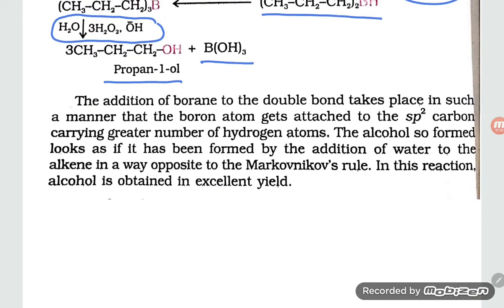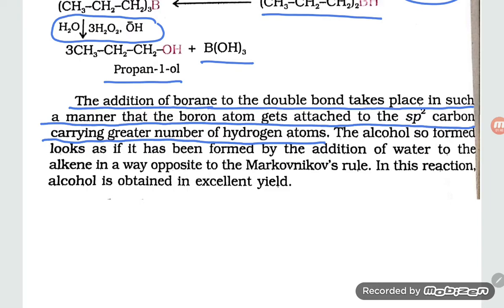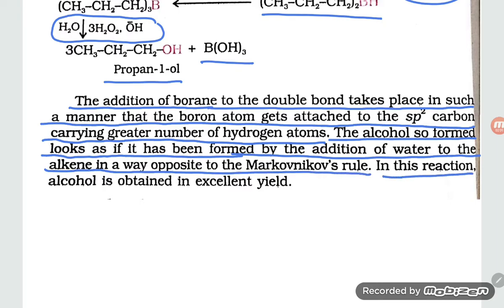So this addition of borane to the double bond takes place in such a manner that the boron atom gets attached to the sp2 carbon carrying the greater number of hydrogen atoms. The alcohol looks as if it has been formed by the addition of water to the alkene in a way opposite to Markovnikov rule. In this reaction, alcohol is obtained in excellent yield. This is an excellent product.